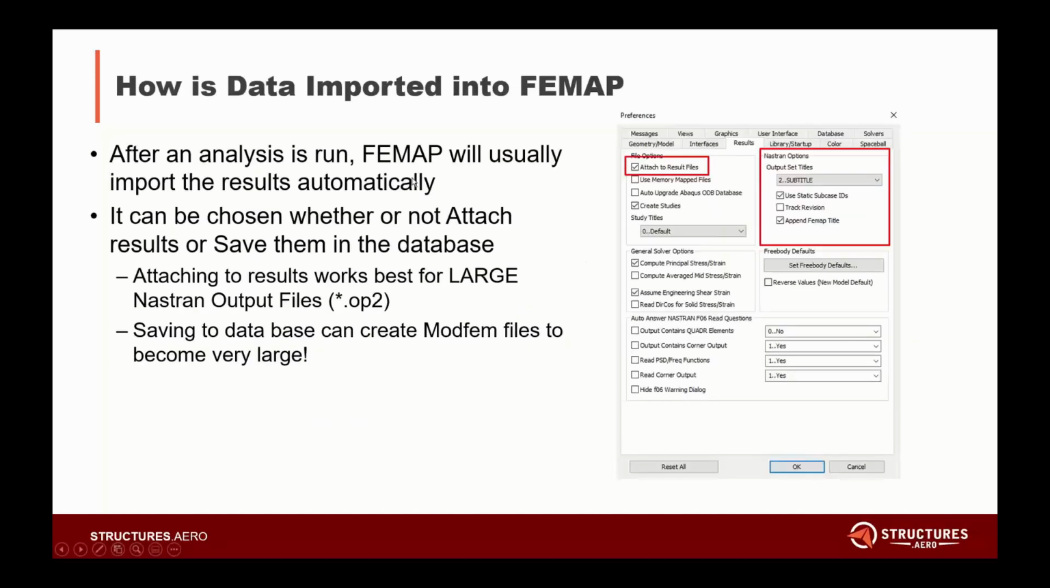So how exactly is the data imported into Femap? Usually after you run the analysis and it gets sent out to Nastran, it gets solved, Femap will automatically import the results. You'll see a loading bar, you'll see it cleaning up the output sets, and you'll be able to see them in your model tree. But just because it happens automatically doesn't mean that there aren't other options or settings that you can set to change how the data is actually displayed once it gets loaded.